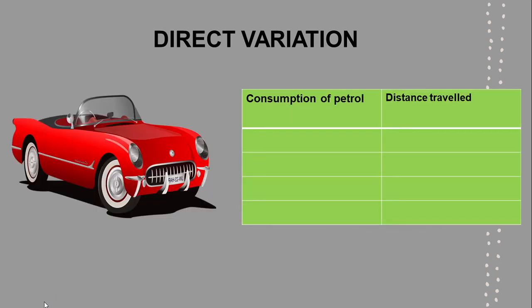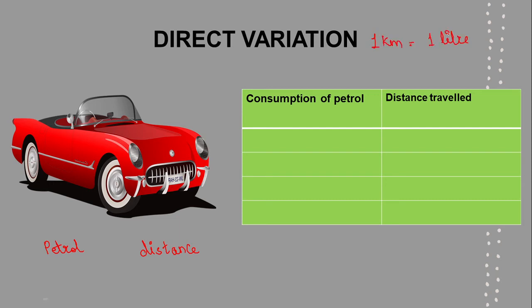Then let's take one more example. Now here we are going to see traveling with a car. Here the two quantities are the petrol which you are going to use for your car, and the distance which you are going to travel with your car. Suppose your car runs for 1 kilometer, your car is taking 1 liter of petrol.